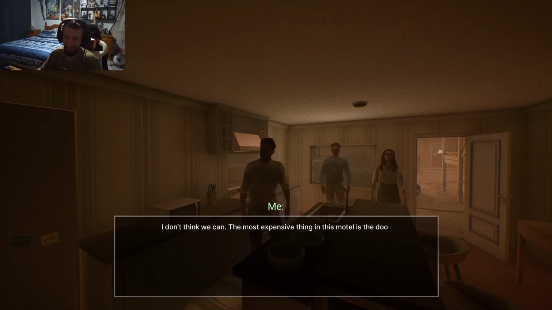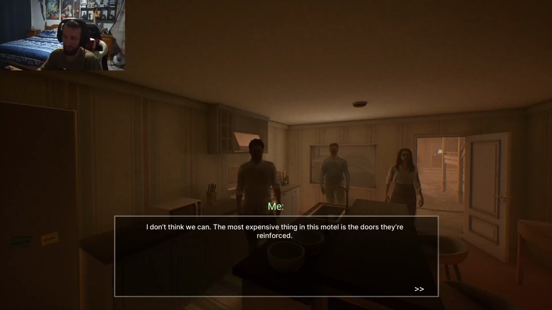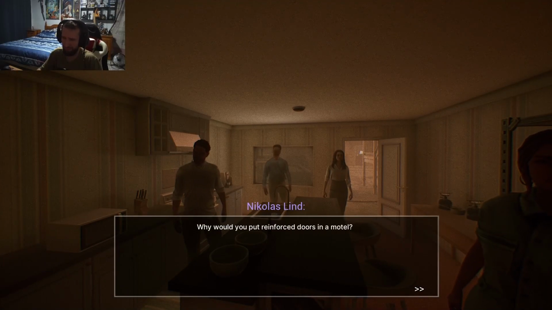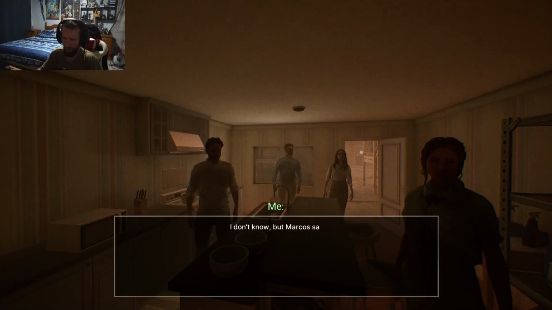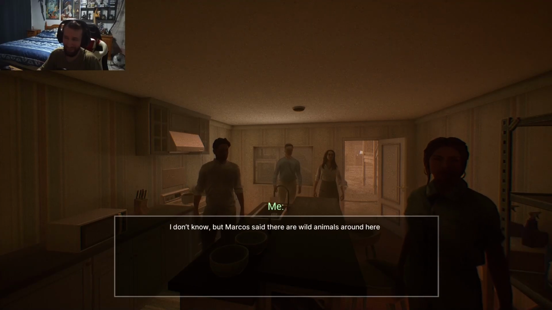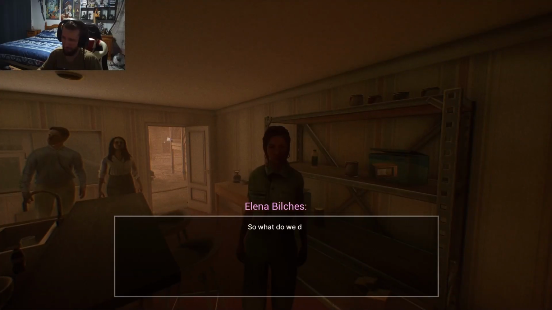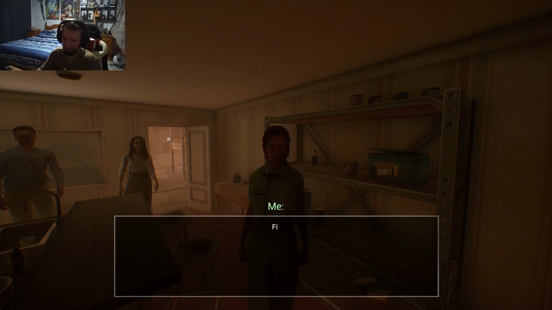The most expensive thing in this motel are the reinforced doors. Why would you put reinforced doors in a motel? I don't know, but Marcus said there are wild animals around here at night. Or maybe that's why. So what do we do now?